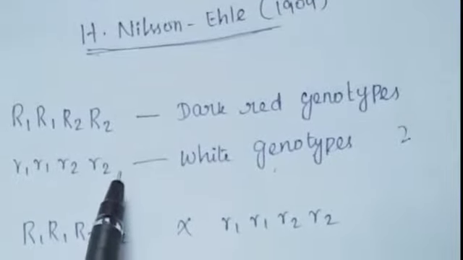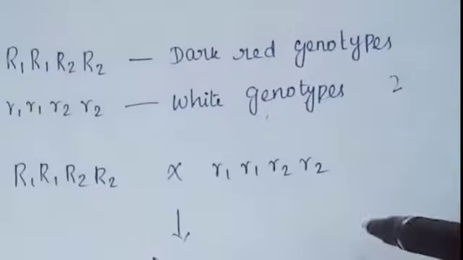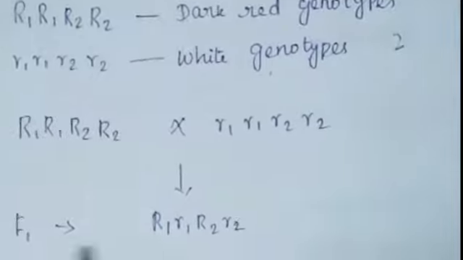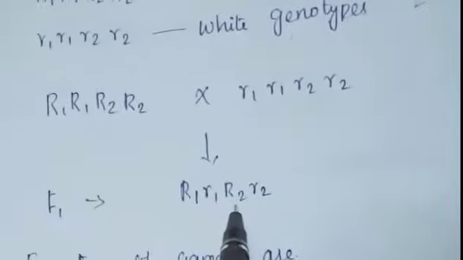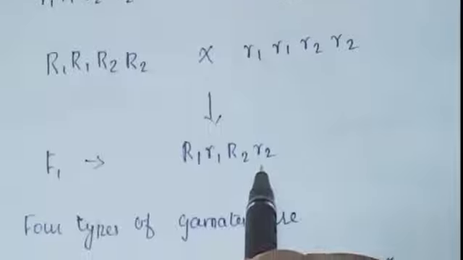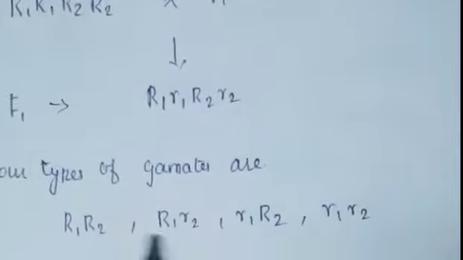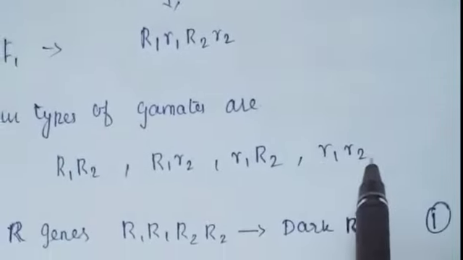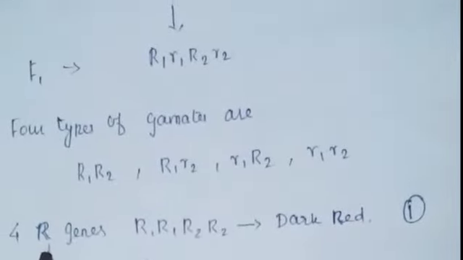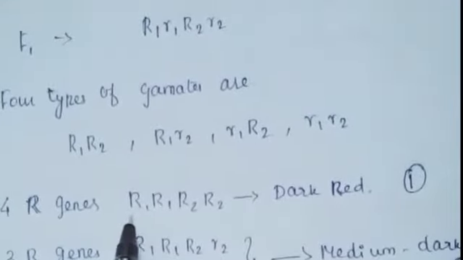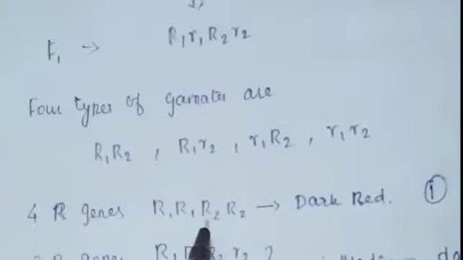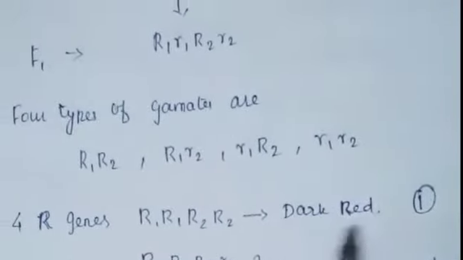So in the F1 generation, red plants were obtained with this genotype: capital R1, small r1, capital R2, small r2. So the F1 wheat plant produces four types of gametes: capital R1 capital R2, capital R1 small r2, small r1 capital R2, and small r1 small r2. The intensity of red color is determined by the number of capital R. So, 4 R genes present, means capital R1, capital R1, capital R2, capital R2, dark red in kernel color.